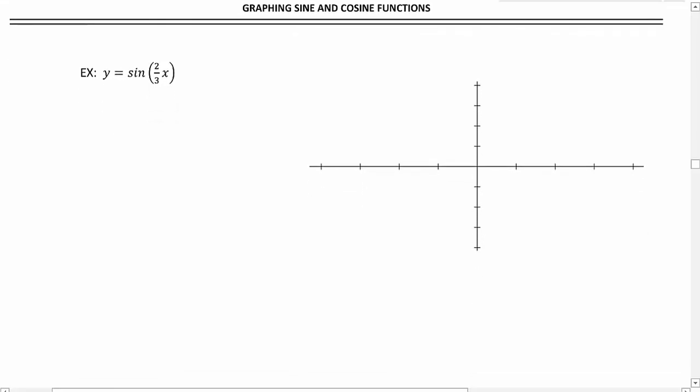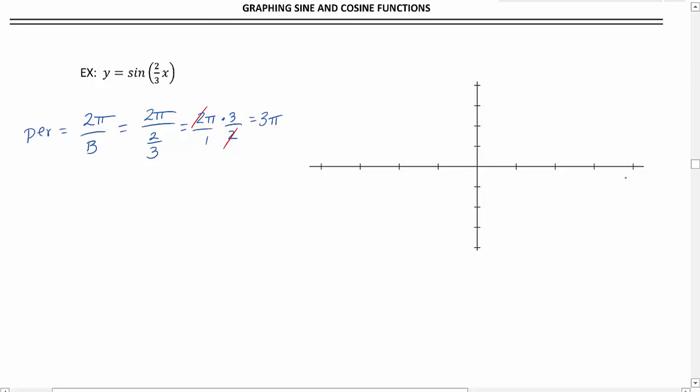Next, let's graph y equals sine of 2/3 x. We're going to start by identifying the period, which is 2 pi divided by b. B in this example is 2/3. We'll multiply by the reciprocal here. Our 2's cancel out, and we're left with 3 pi for our period.